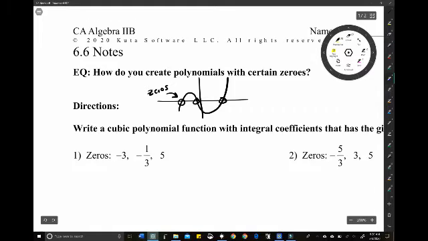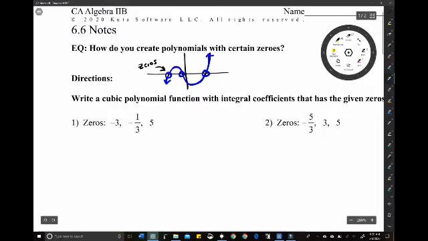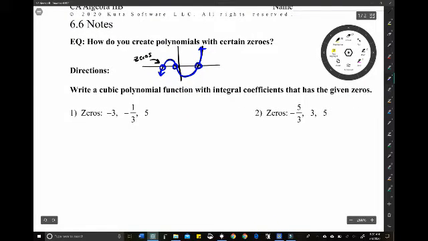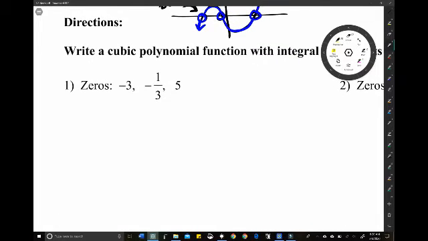So the idea of this lesson is to create a polynomial that goes through certain zeros. Okay, so it's almost like we have targets in mind. We want to hit those targets. Okay, so directions, right? A cubic polynomial function with integral coefficients that has the given zeros. Sounds confusing perhaps, but really it's not bad. Okay. So a cubic polynomial function with these zeros.